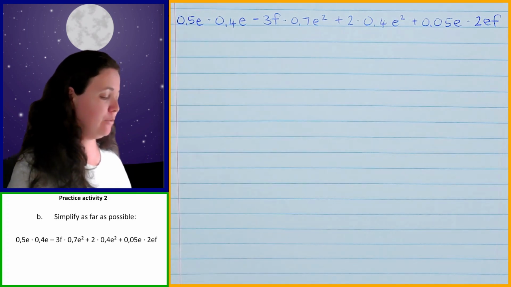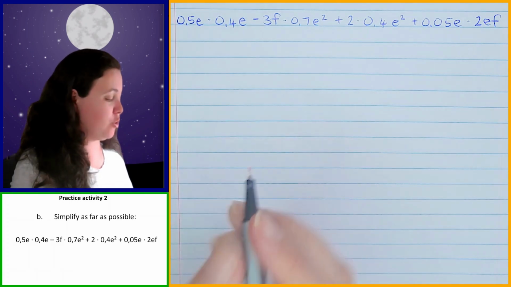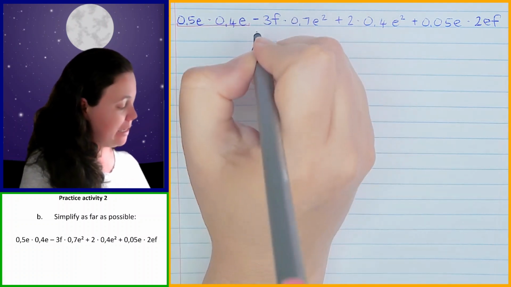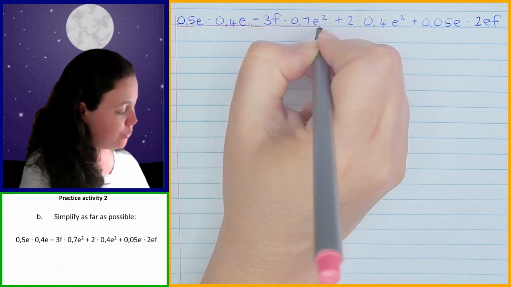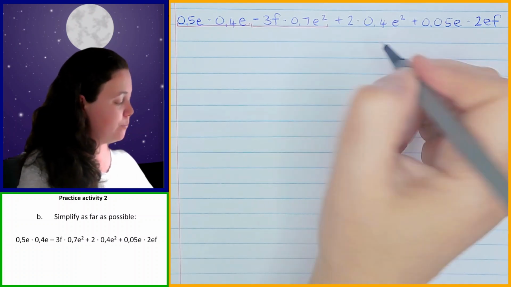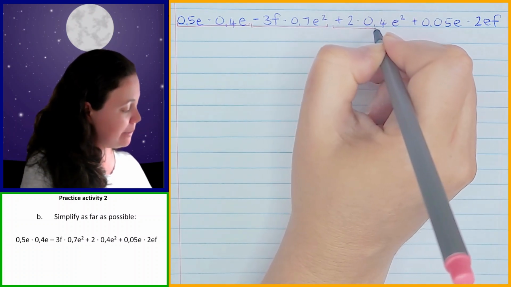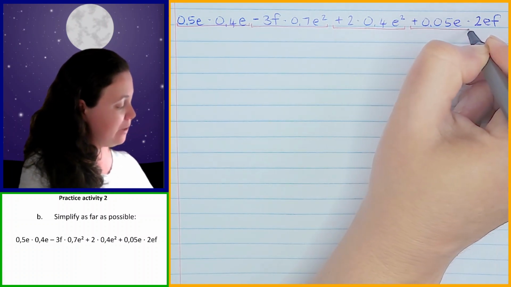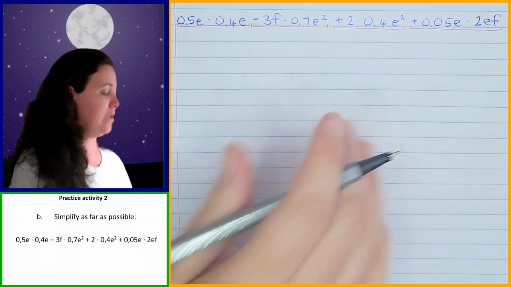Okay, so let's go through that question and see what you should have got. Right, so over here, the first thing we're going to do, once again, is identify where our terms are. So I've got 0.5e times 0.4e, that's my first term. Then I've got negative 3f times 0.7e squared, that's my second term. Then I've got plus 2 times 0.4e squared is my third term. And plus 0.05e times 2ef is my fourth term.